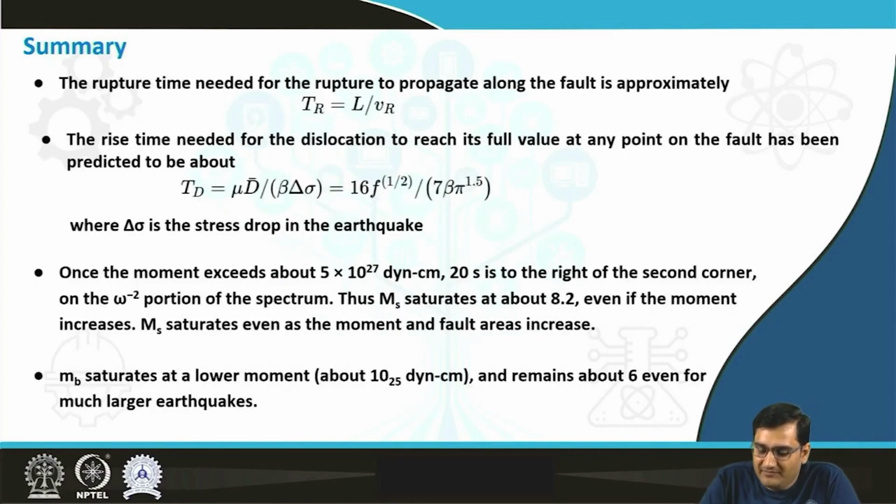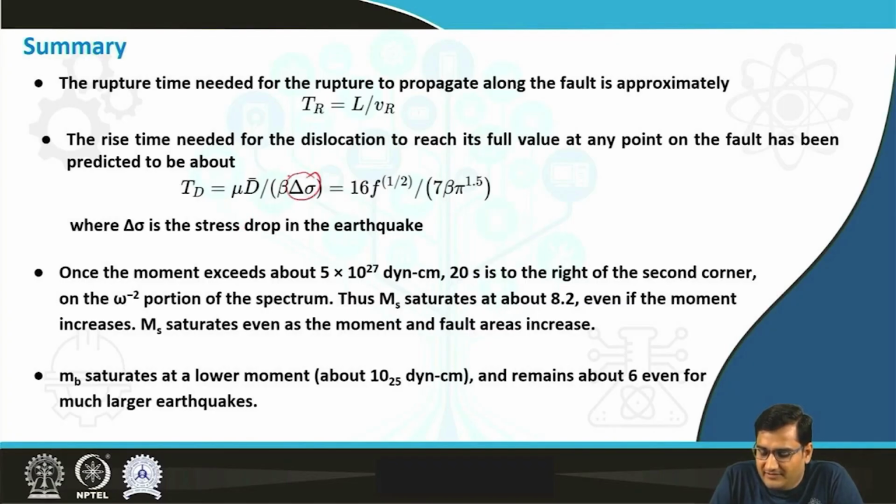The rupture time needed for rupture to propagate along the fault is approximately Tr = L/Vr. Vr is sometimes between 0.6 to 0.9 beta. The rise time needed for the dislocation to reach its full value at any point on the fault has been predicted to be about Td = μ d̄ / (β Δσ).